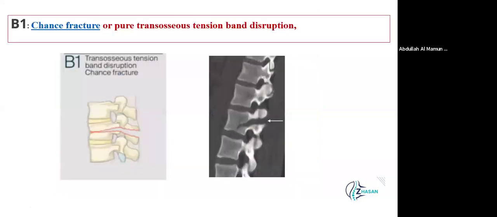These, along with the spinous process, comprise the posterior tension band. So let us see. Number one, B1 fracture. It is transosseous, through the bone only. No ligamentous involvement is here. This is also called a Chance fracture. So this is B1.